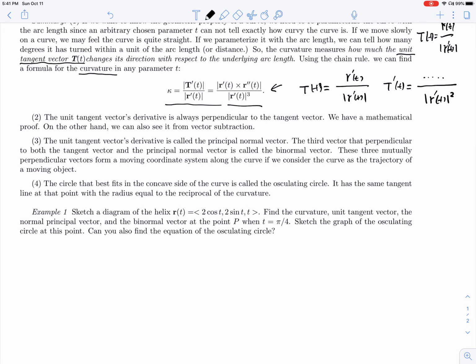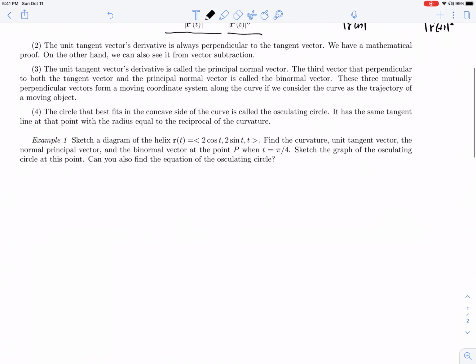All right, the rest of this summary we will mention when we actually encounter them. So let's focus on the example one over here. Okay, we're going to write down the solution. Sketch a diagram of this helix. We did this in the past, so we're going to do it rather quickly. So this is going to be 2, this is going to be 2, and we have something like this. And here is 45 degrees, so this is the point.